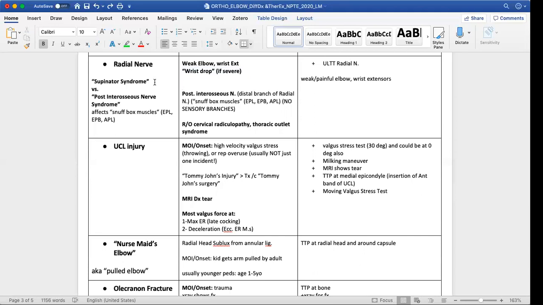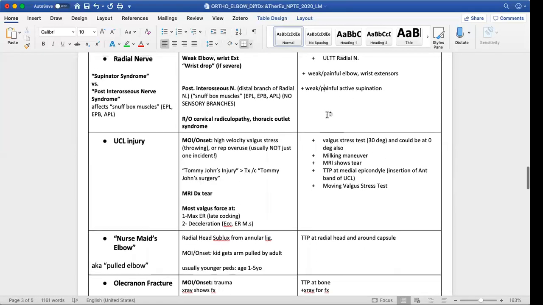The other thing that we see, and this is kind of analogous to the median nerve, is what's called supinator syndrome. As the radial nerve passes through the heads of the supinator, it can become compressed. So you can have not only weak and painful elbow and wrist extensors, but you could have weak and painful active supination as the supinator muscle compresses the radial nerve. The supinator muscle is supplied by the radial nerve, so that's another contribution to that.